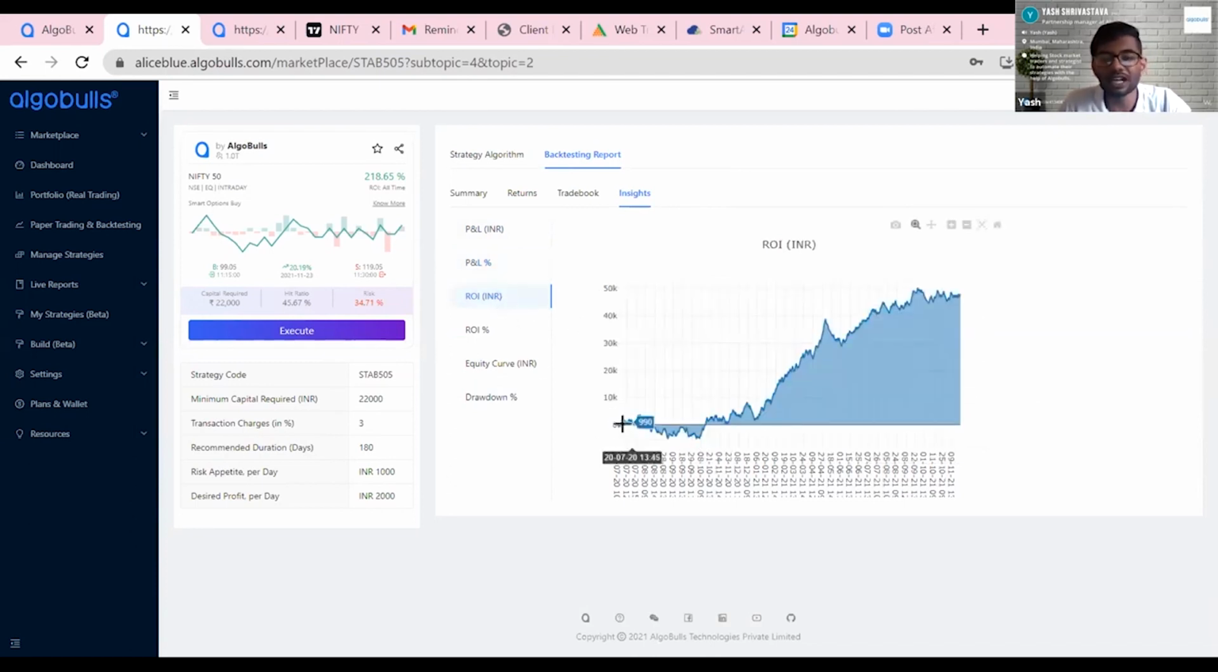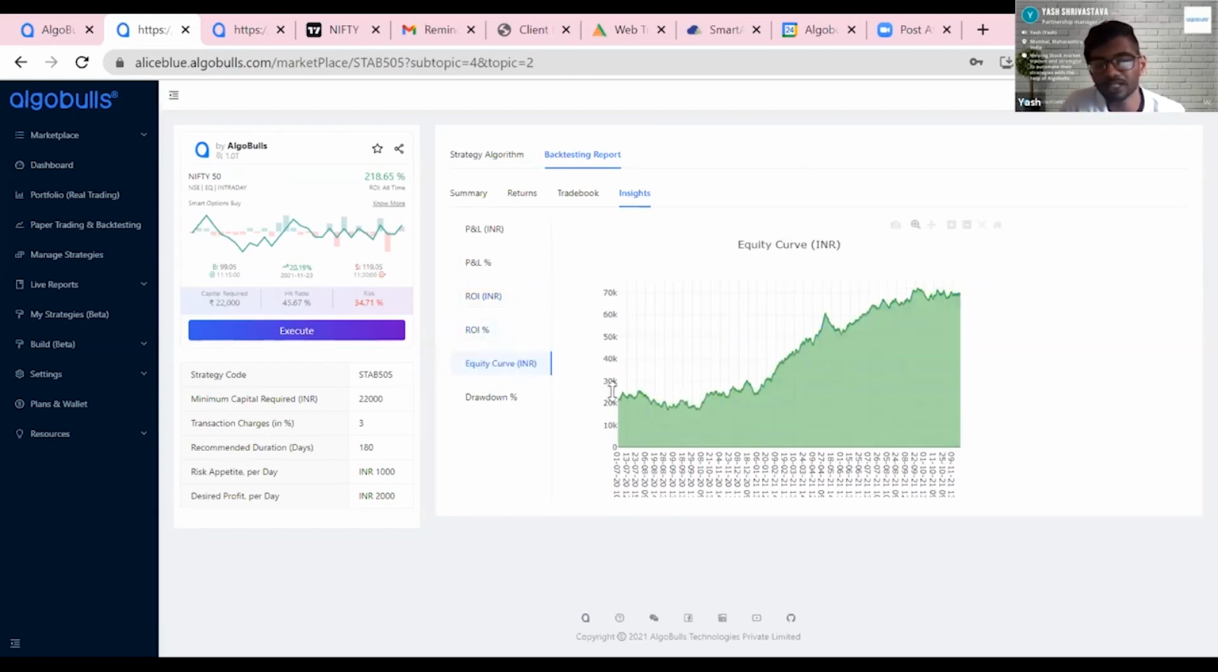The ROI of the strategy in the initial days, it has struggled, but on the later stage, it has given you an ROI of 48,000 rupees. So that means if you would have invested 22,000 rupees, it would have become 48,000 till now over the period of 1 year. Also, you would find ROI in percentage, and you would also find the equity curve.